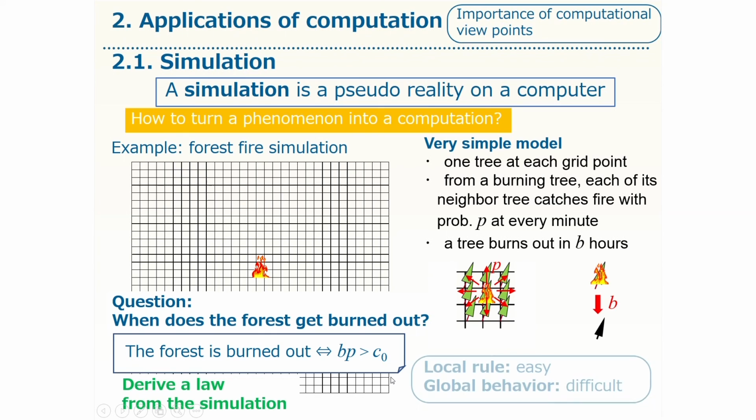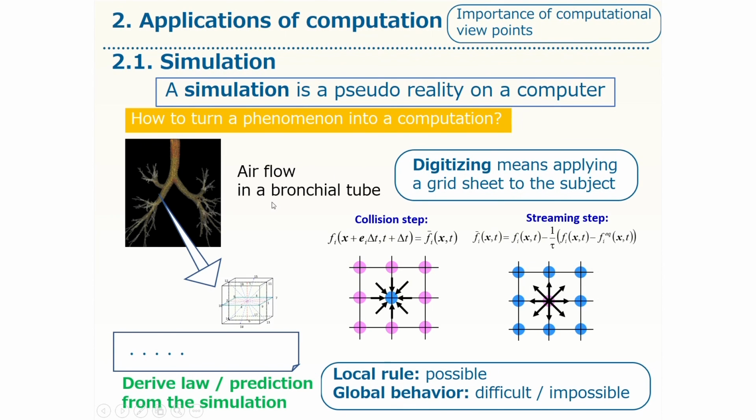Note here that we can derive very sharp condition with a precise constant C0 by simulation. While it may be possible to derive a similar condition mathematically, the derivation of the precise constant may be difficult even under this very simple model. Well, simulation is something like this.